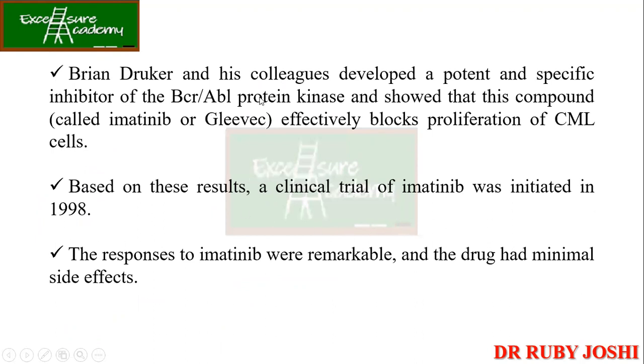So Brian Druker and his colleagues developed a potent and specific inhibitor of this fused kinase, that is BCR-ABL protein kinase, and it showed that this compound blocks the proliferation of the CML cells. So what will happen? There was no chronic myeloid leukemia, यानी कि यहाँ पे unregulated proliferation of cells नहीं हो रहा था, ठीक है? So once you get all these results, a clinical trial of this particular drug was done, और वो drug कौन सा, आपका Imatinib.